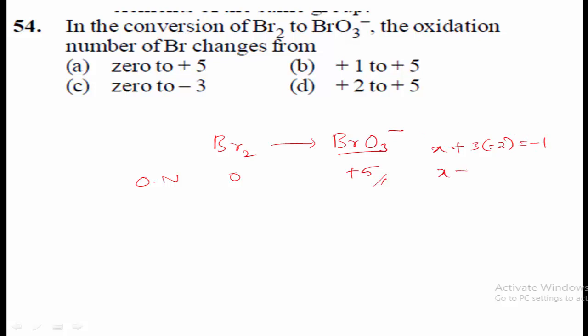So how much you will get? X minus 6 is equal to -1. So X is equal to -1 plus 6. How much you will get? X is equal to plus 5. Therefore the oxidation state of Br is plus 5. Thus it changes from 0 to plus 5. So which option is right? Option A is the right one.